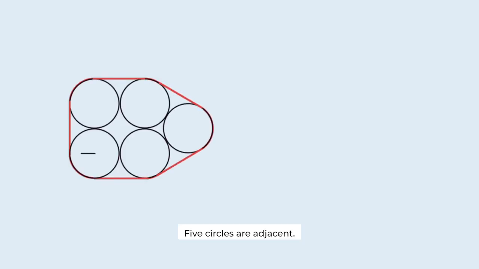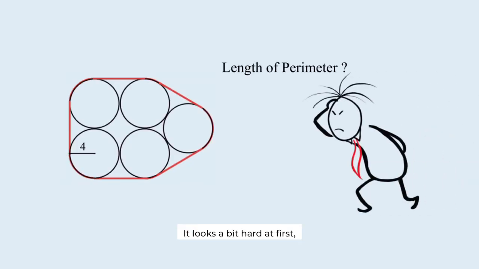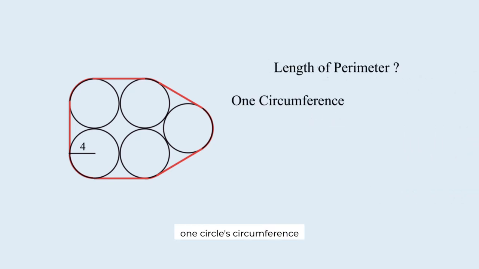5 circles are adjacent. They are bounded by straight lines and circular arcs. What is the total length of the perimeter? It looks a bit hard at first, but once you spot the pattern, it's easy. The answer is 1 circle's circumference plus 5 diameters.